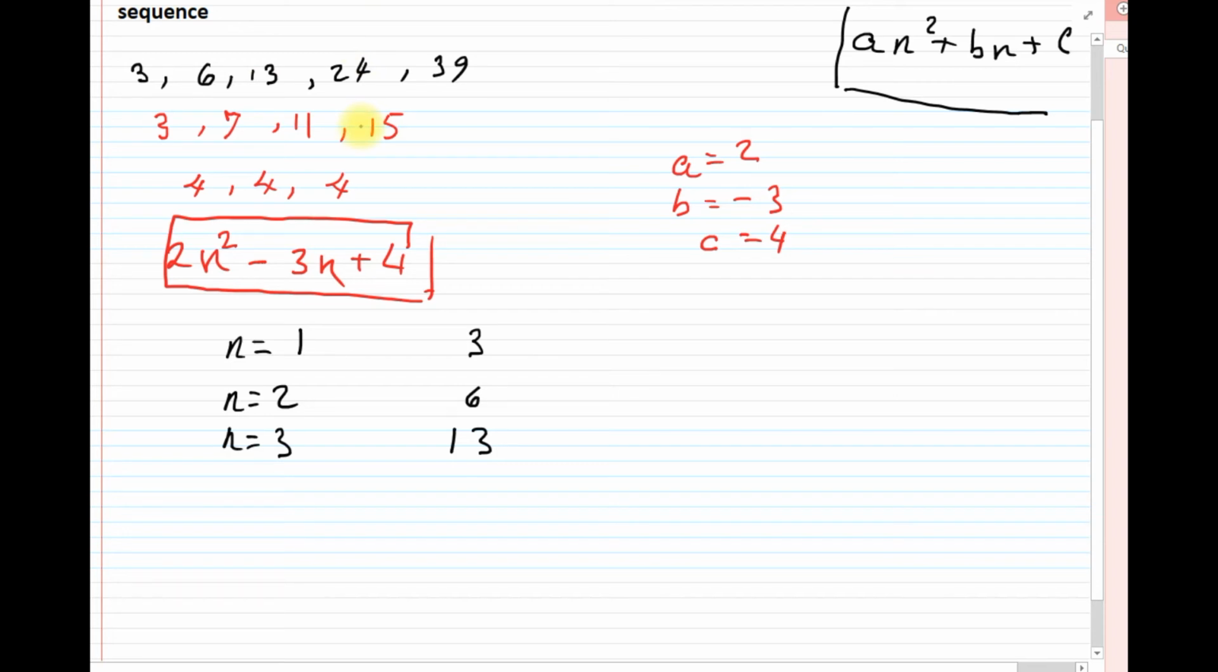Now, if we wanted to know what term number 7 is, we would just substitute n equals 7 in the above equation, and we can work out what the seventh term is, which I will leave for you to do.